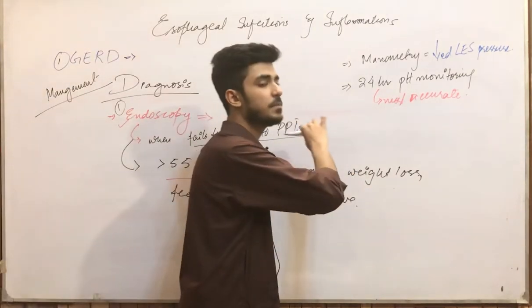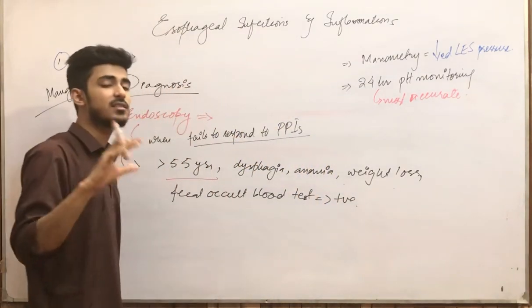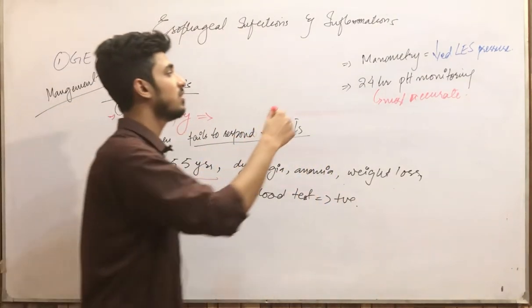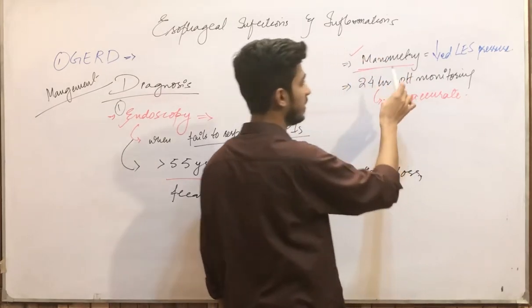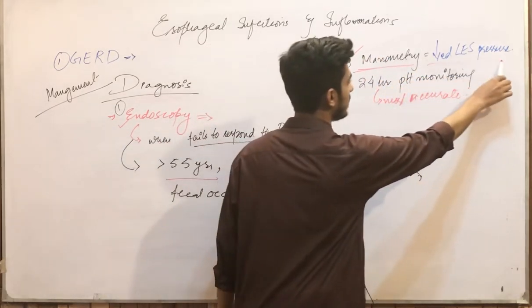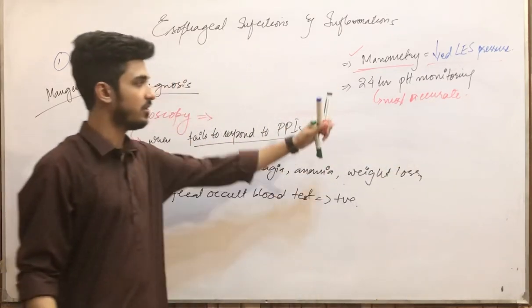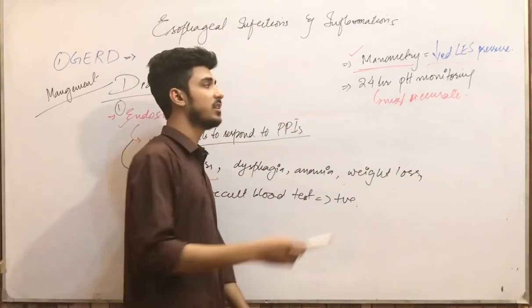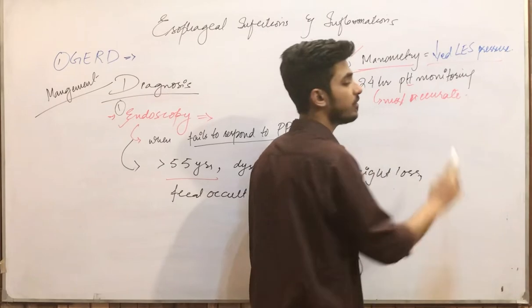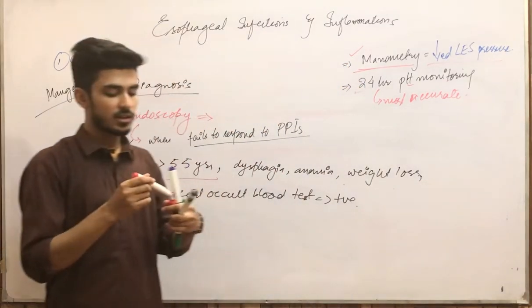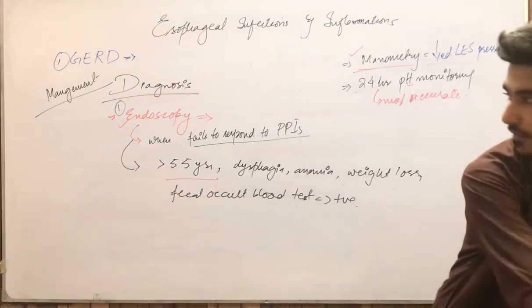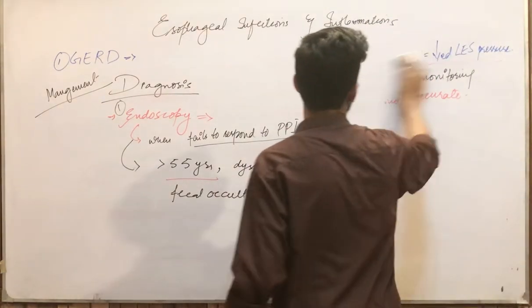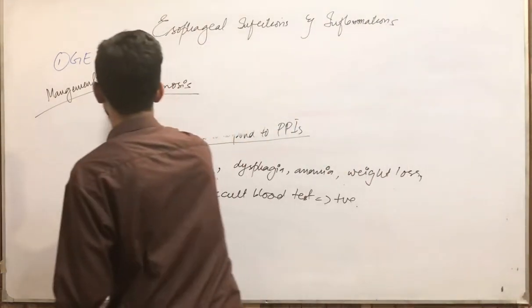Now if the endoscopy is normal and you still have not reached the diagnosis, then you can carry out the manometry, in which you will observe decreased low esophageal sphincter pressure, and most accurately there is 24 hours pH monitoring in that patient. Clear? Now moving on to after diagnosis, we have the treatment, that is how you will treat the patient.